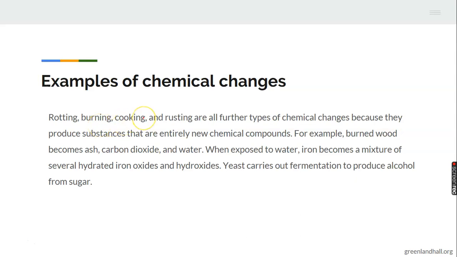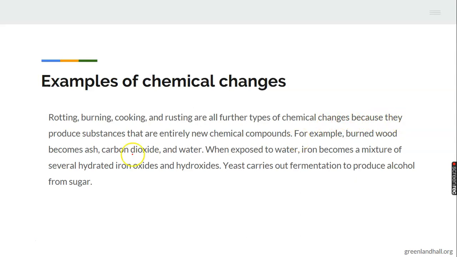Then cooking: when your pepper, your palm oil, your seasoning come together, there's a chemical change. Okay, you can never have your palm oil back or have your raw vegetable back. It will be changed to something else. Those are examples of what? Chemical change. Then rusting of iron too, or rusting of whatever you have that is made up of metal.